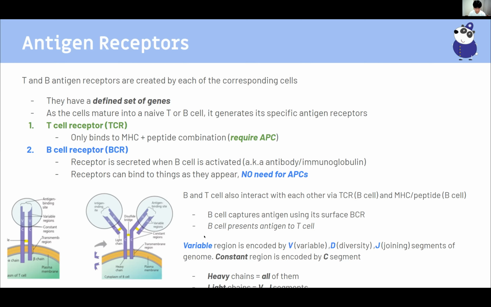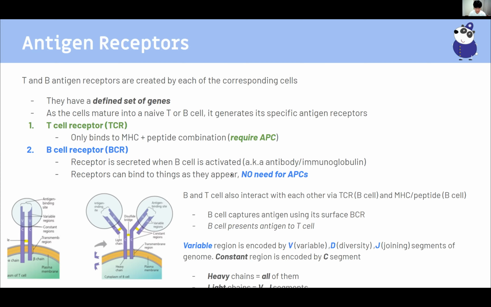So this is talking about heavy chains, and light chains, which is talking about antibodies. Heavy chains will have all of them, so V, D, and J. Light chains will only have V and J segments. Going back to the T cell and B cell receptors, T cell receptors only bind to the MHC plus peptide combination, so they require APCs. Whereas B cell receptors, these are the receptors secreted when the B cell is activated, right? The plasma B cells, aka antibody or immunoglobulin, that's also what it's called. Hence, these receptors can bind to things as they appear.